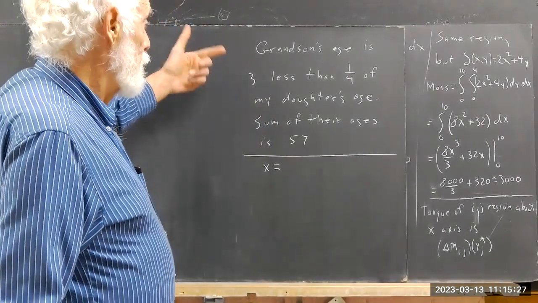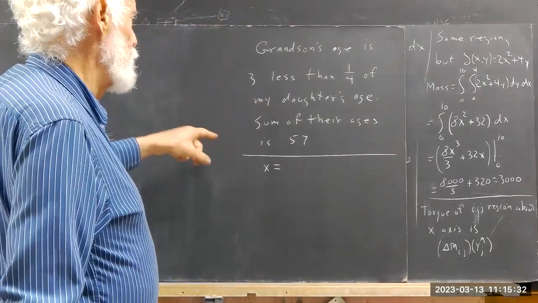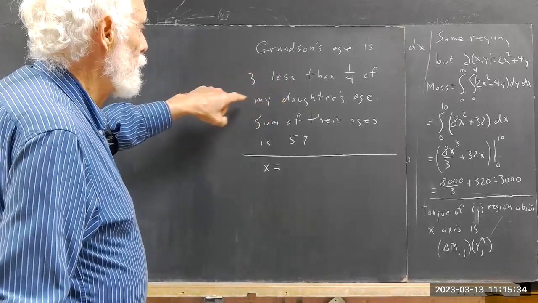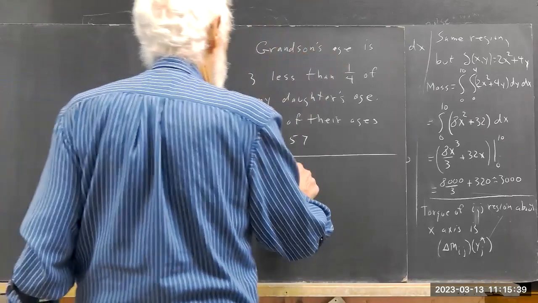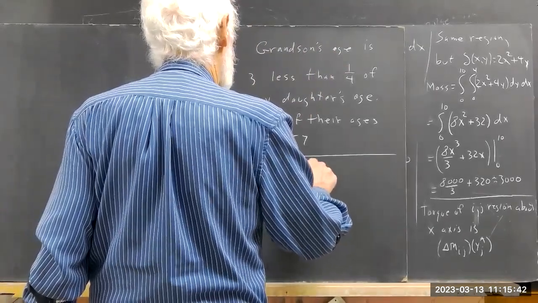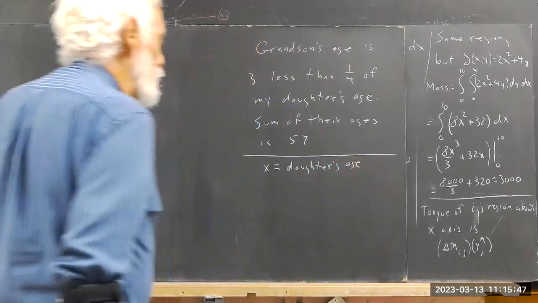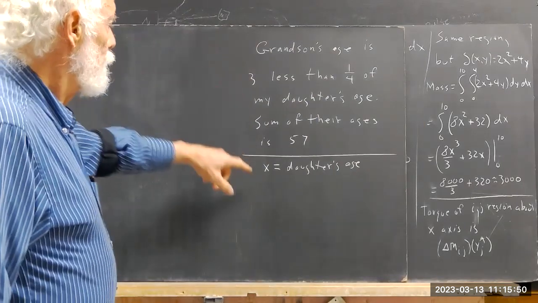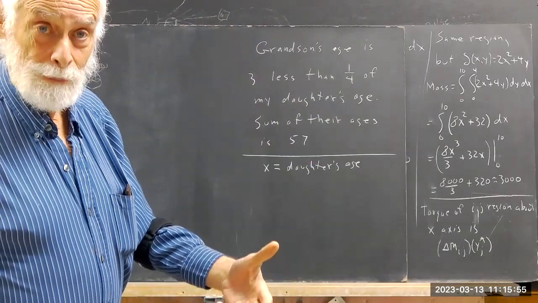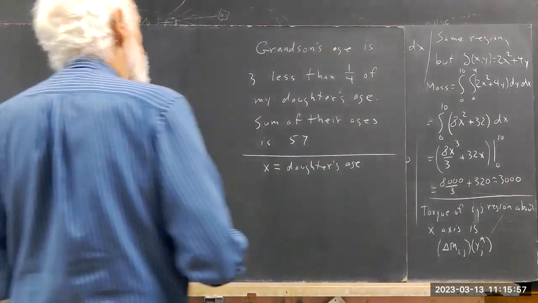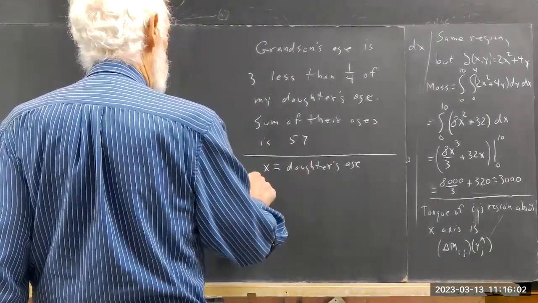Well, you could either let X be the grandson's age or the daughter's age. The question asks what's the daughter's age, and everything is in terms of the daughter's age: 1/4 of the daughter's age, 3 less than 1/4 of the daughter's age. As soon as you know what X is, write every relevant quantity in the statement in terms of that age. Okay, so then 3 less than 1/4 of my daughter's age.